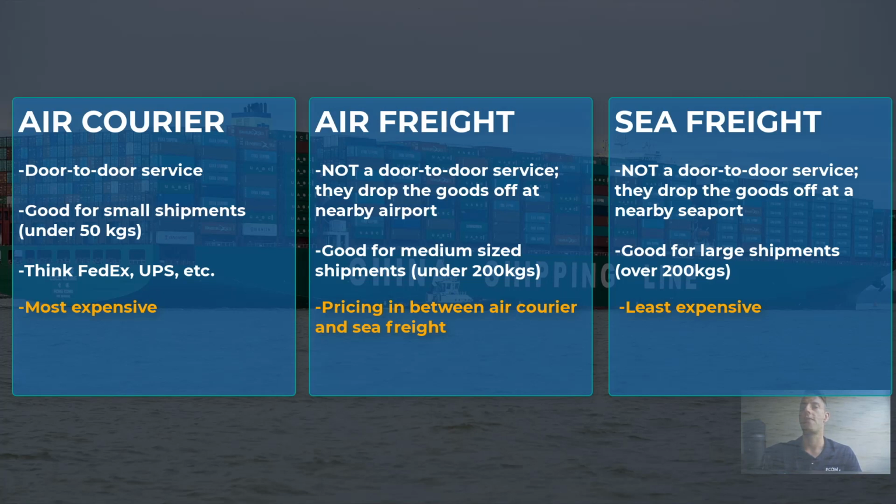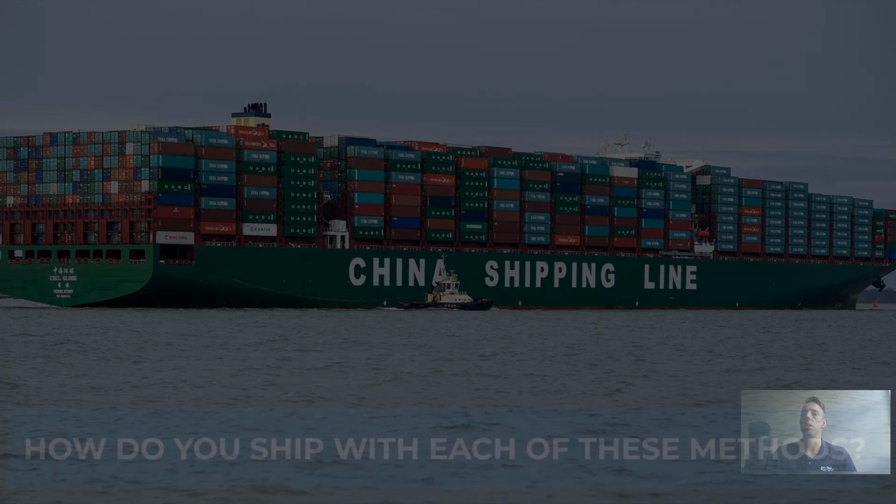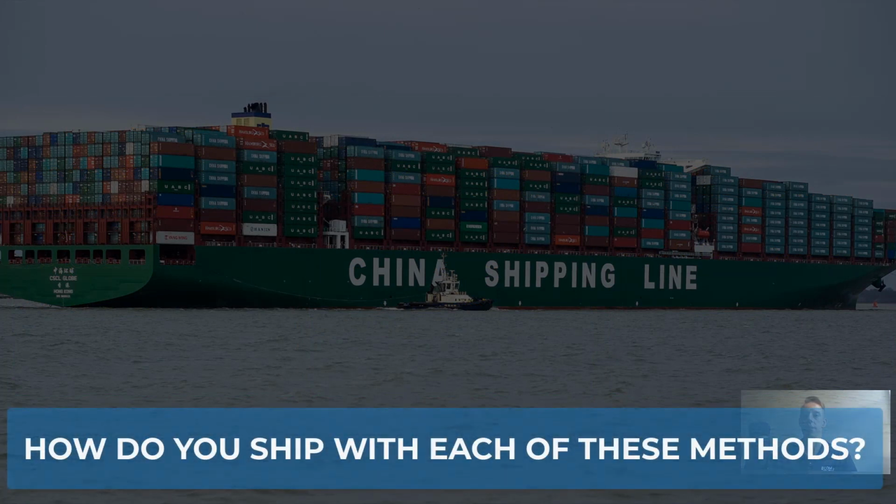Now, prices for air freight right now are anywhere from about $5 to $7 per kilogram. Sea freight, it costs about $1,500 for a 20-foot container, and you can fit thousands and thousands of pounds in a 20-foot container. And air courier, it ranges very, very broadly, but expect to pay somewhere around $10 to $20 per kilogram.